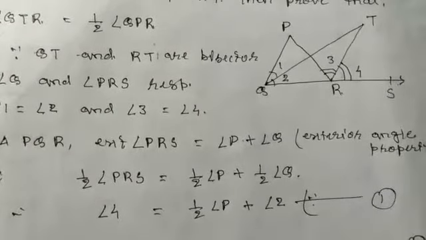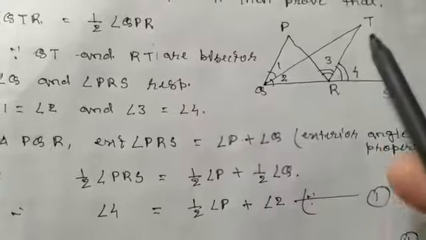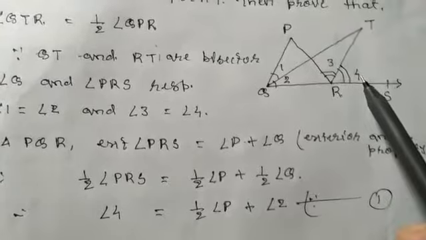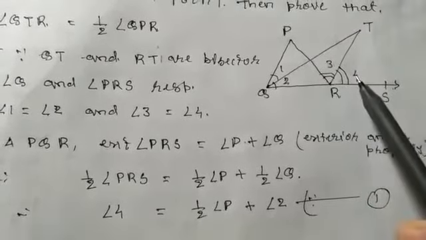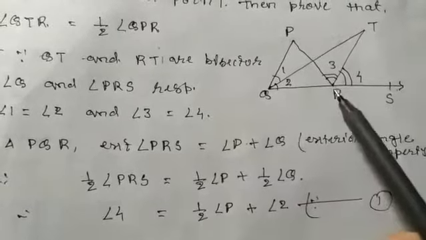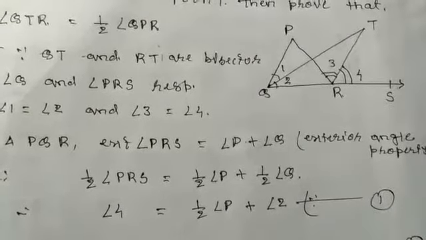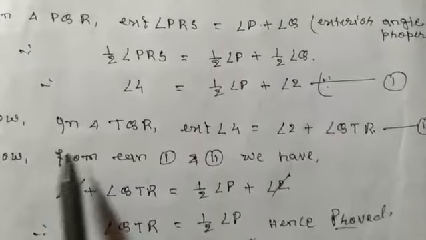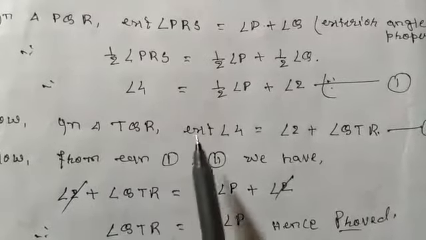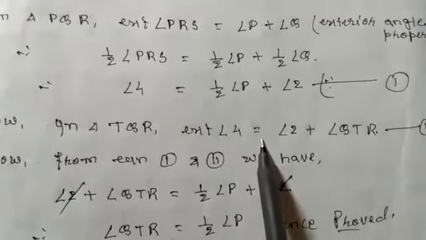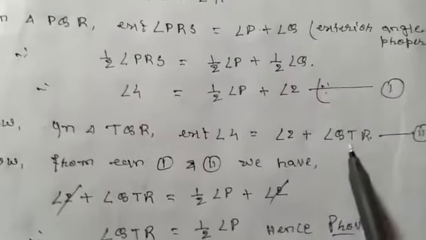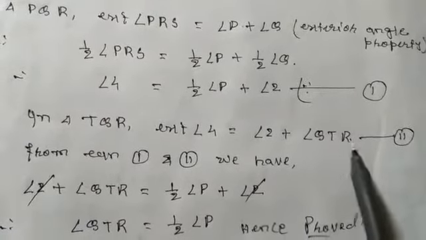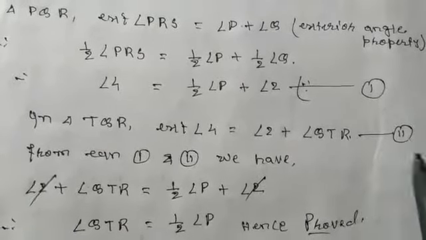Now similarly you can take triangle TQR, in which exterior angle 4 is being formed. In triangle TQR, angle 4 is the exterior angle because side QR is produced up to S. So applying the exterior angle property, exterior angle 4 is equal to angle 2 plus angle QTR, and suppose this is our equation number 2.